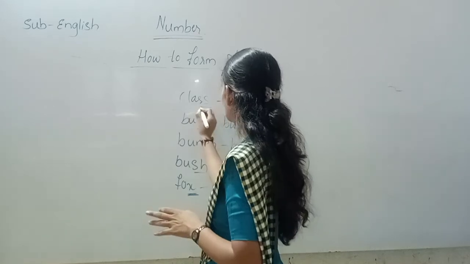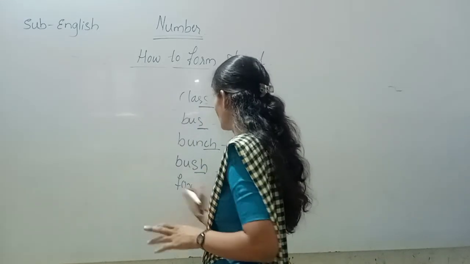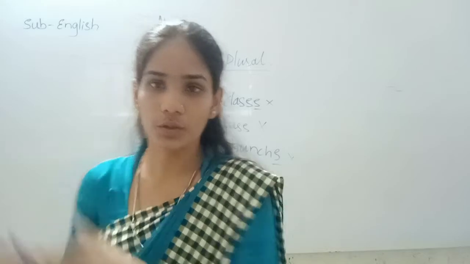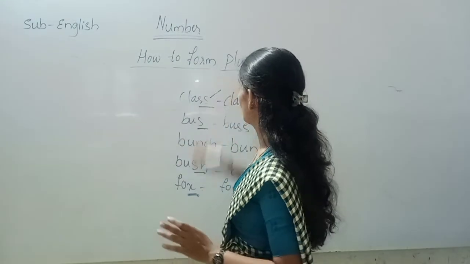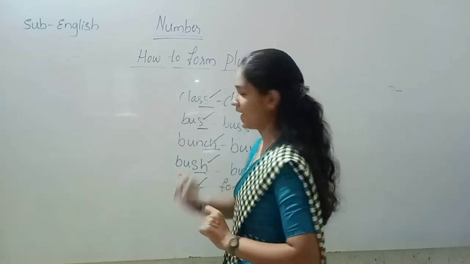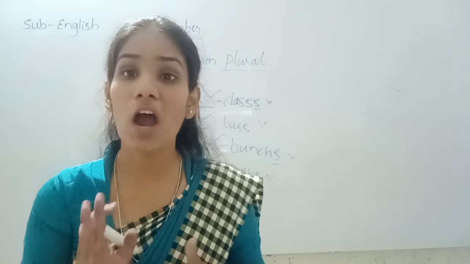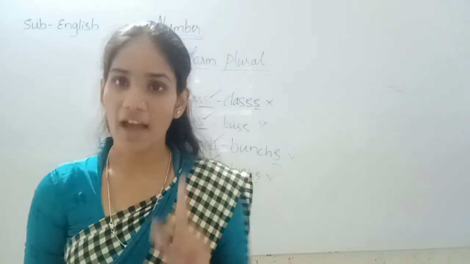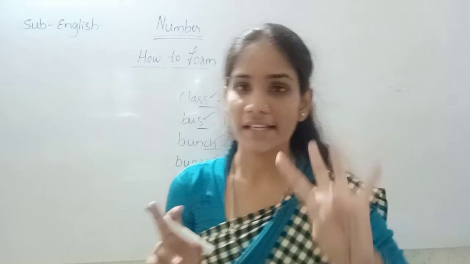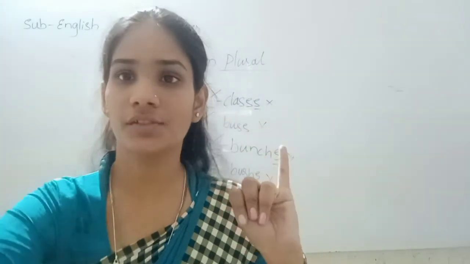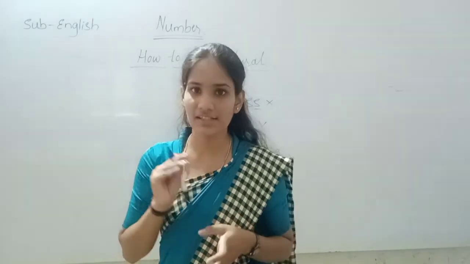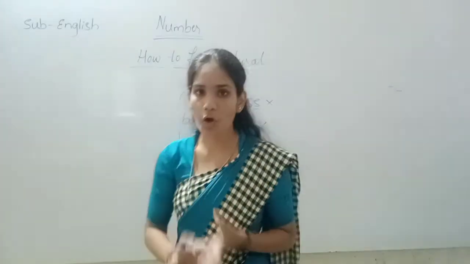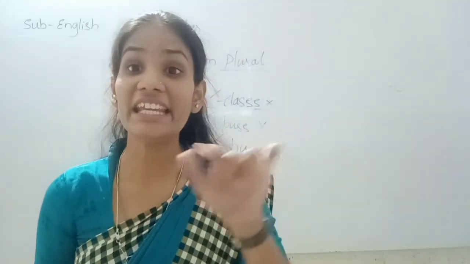The nouns which end with double s, ch, sh, x. How to form the plurals? It comes to our mind. So there is a rule for these kinds of words, the nouns which end with s, double s, ch, sh and x. To form these plurals, we have to add es to the singular word. So as I told you, double s, ch, sh, x. To form the plural forms of these words, we have to add es to those nouns.